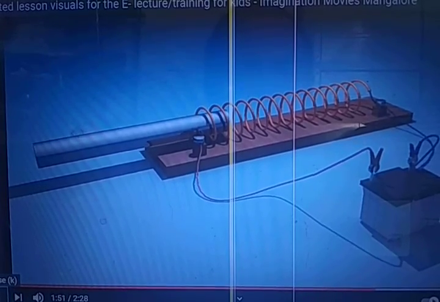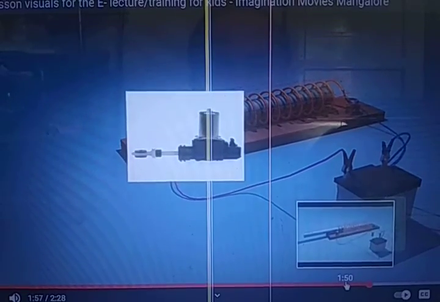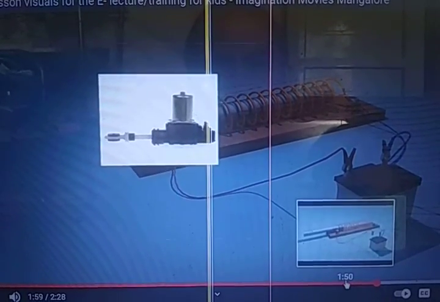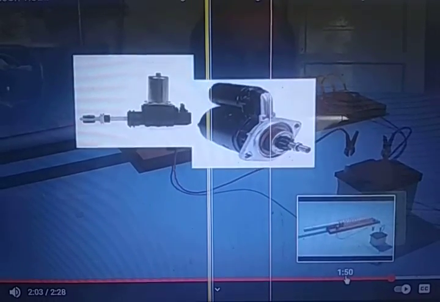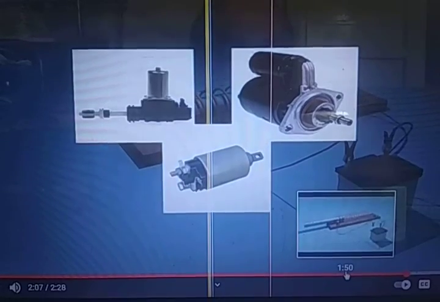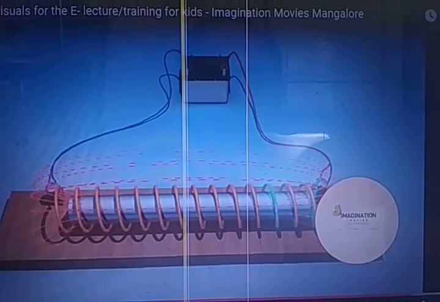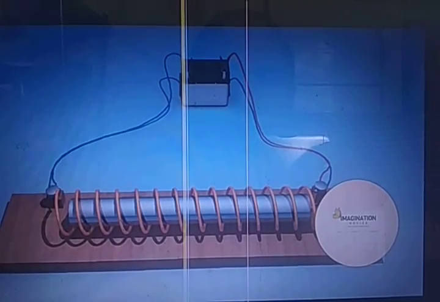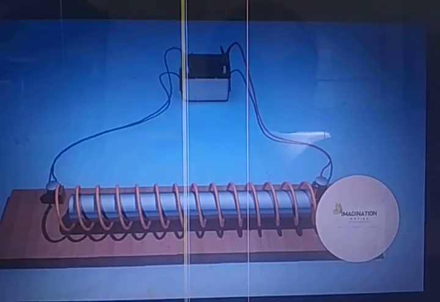This is used in several electrical appliances like the doorbell, the starter of a vehicle, and dishwashers. We use it in many applications in day-to-day life. When a current-carrying solenoid has an iron core inside, it behaves as what we call an electromagnet.